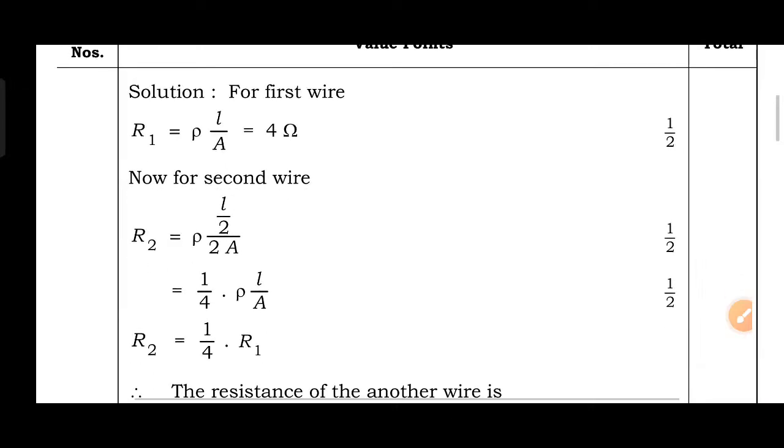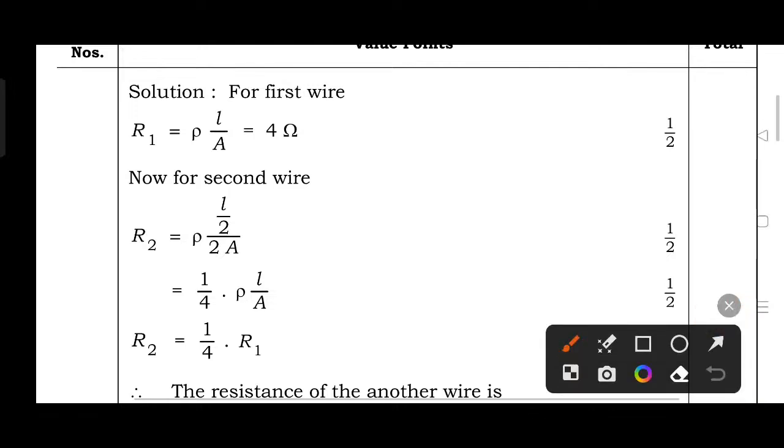See, for the first wire, R1 is equal to rho L by A. For resistivity we use this formula. For the first wire, the resistance given is 4 ohm. Now for the second wire R2, what did they change? Rho is as it is. They decreased the length of the wire to half, so it turns into L by 2. Then the area of cross section they increased 2 times, that is 2A.